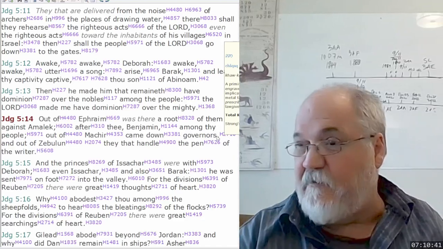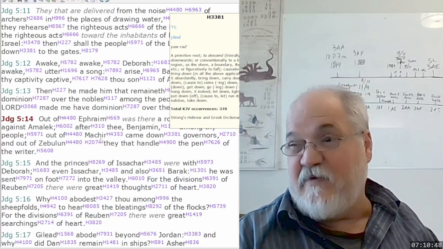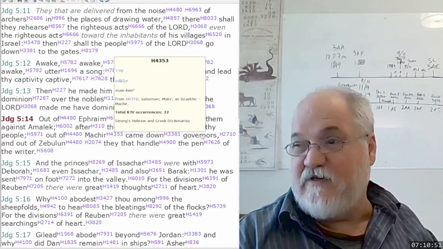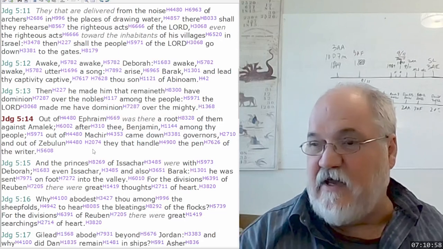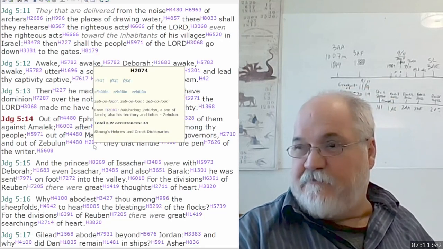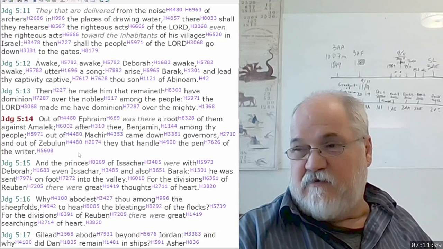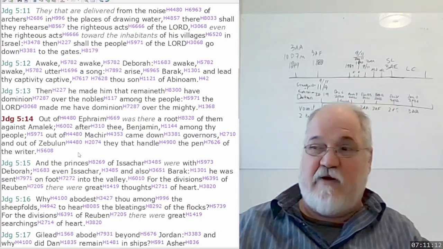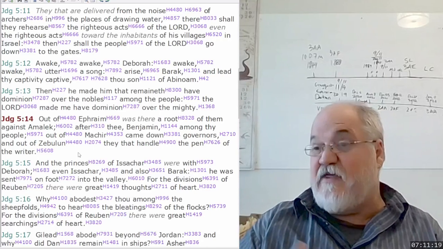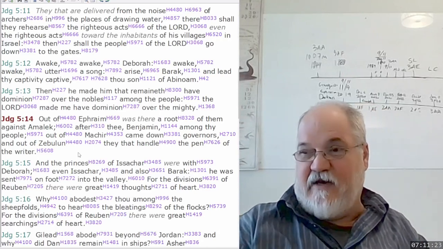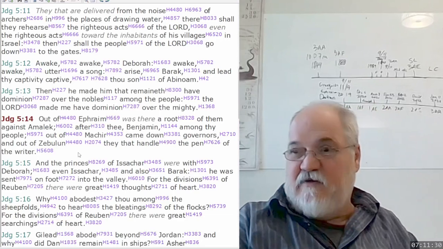And Machir says came down, that is descended. And out of Machir, out of one of the sons of Manasseh, we have these governors, these people who are portraying these lines. And out of Zebulun, they that handle the pen of the writer. So in this time, in this movement, there's all these things going on. And I would say that Machir and Zebulun, they are representing things that are happening during the movement, not necessarily bad things, right? So not every one of these are representing bad things. They're representing different aspects of the movement. Some of them are bad. Some of them are good.